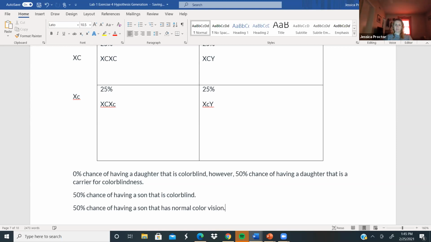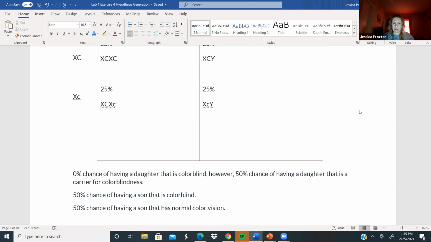Okay, so every single time this mom and this dad have a child, if it's a daughter, they can be certain that that daughter is not colorblind. However, she may be a carrier. And every single time they have a son, 50% chance that that son will be colorblind, 50% chance that that son would have normal color vision.